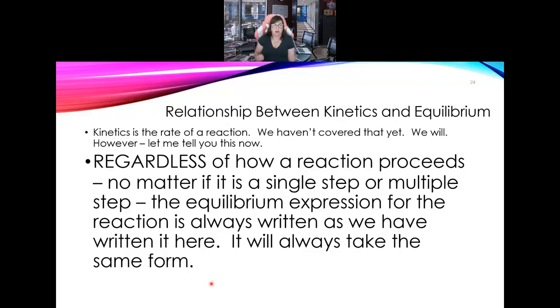All right. We will talk about the relationship between kinetics and equilibrium. Now, kinetics is reaction rate. We haven't talked about this yet. This will come up in a few lectures. Regardless of how a reaction proceeds, no matter if it's a single step or multiple steps, the equilibrium expression for the reaction is always written as what we've talked about here. Products, the concentration of the products over the concentration of the reactants. This is because of what we talked about with the multiple equilibria. That's why this is true, okay? So it doesn't matter how that thing occurs or how fast it occurs or anything else. The equilibrium expression is always going to look the same.